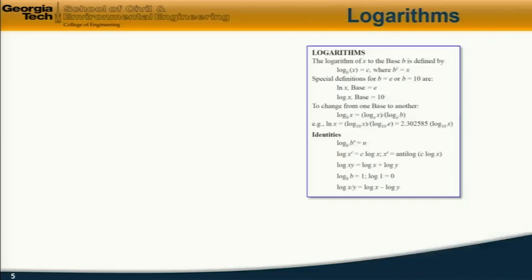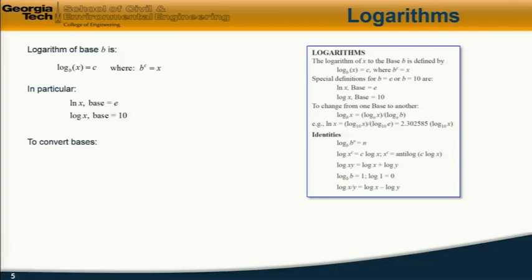Next we look at logarithms, and the basic definition of the logarithm of a number, say x, to the base b, is written like this: log base b of x is equal to c, where b raised to the power c is equal to x. That is the definition of a logarithm of base b. In particular, most commonly we use so-called natural logarithms, written as ln of x, which is a logarithm to the base e, and also logarithms to the base 10, usually written as log without the subscript 10, are the most common ones.